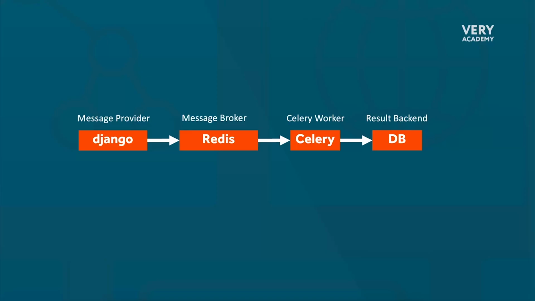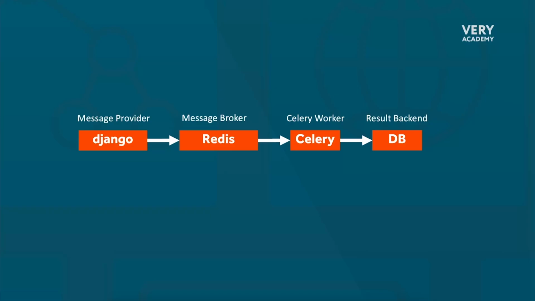But Redis, if you aren't familiar with it, is an open source in-memory data structure store that can be used as a database, or as a cache and a message broker. It is known for its exceptional performance and versatility, making it a good choice for various applications. So here we're going to be utilizing Redis primarily as our message broker. It's going to store the tasks that are sent from our message provider.